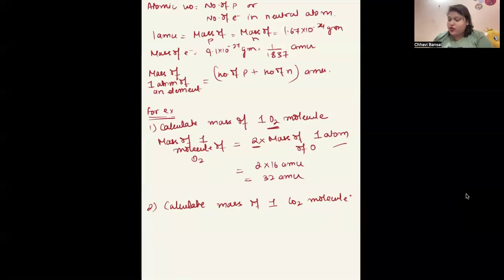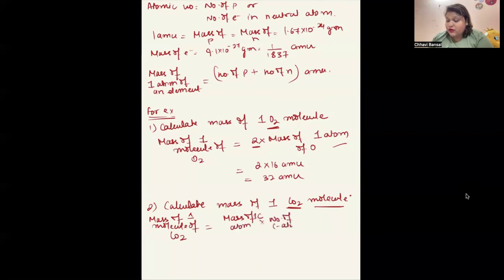Okay, let's see how to solve this question. Now, always simplify it. What is given to us? CO2 molecule. So can I write mass of one molecule of CO2 is equal to mass of one carbon atom multiply number of carbon atoms plus mass of one oxygen atom multiply number of oxygen atoms in CO2 molecule, right?